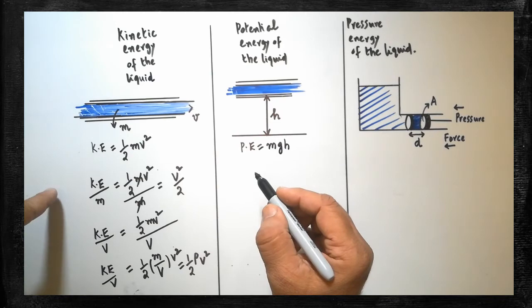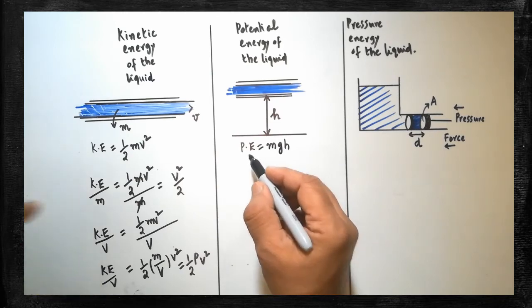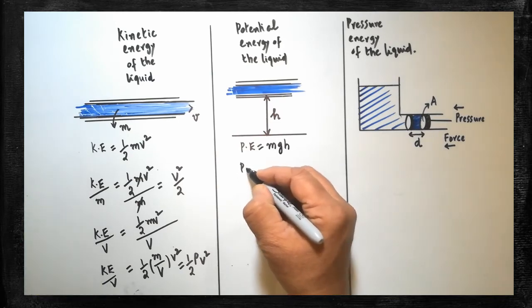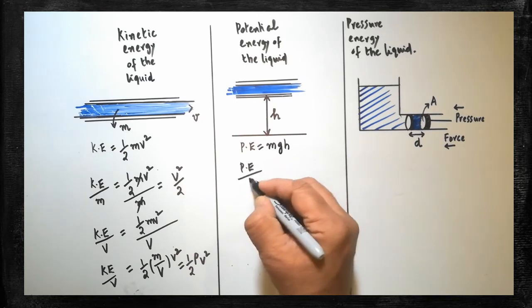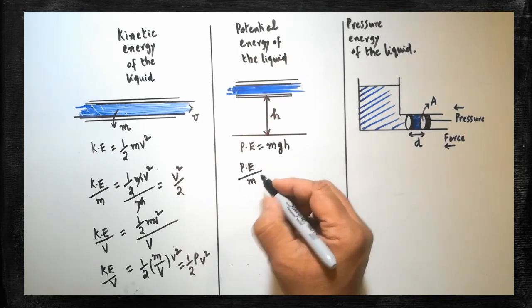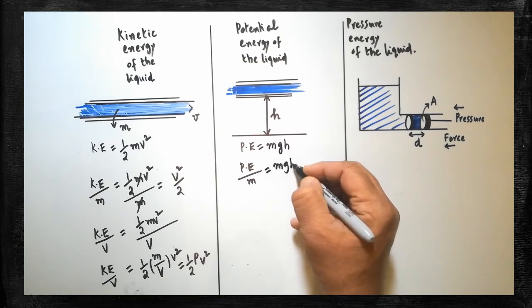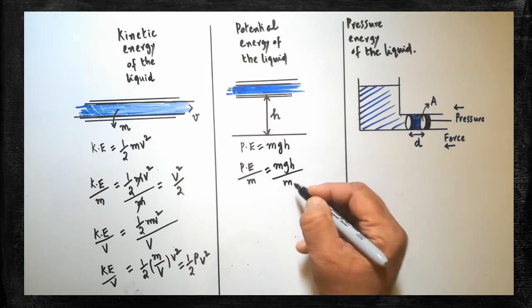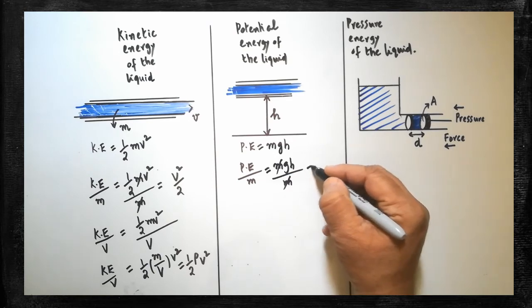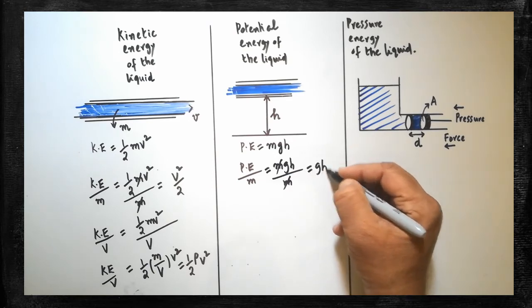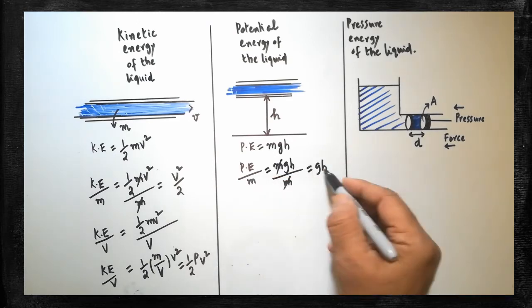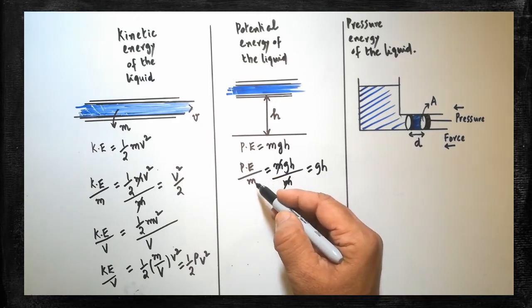As we have calculated earlier, here also we have to calculate the potential energy stored in unit mass. Potential energy per unit mass must be calculated. So what is the formula? m into g into h divided by m. m can be cancelled, so the formula is gh. This expression gives you the potential energy stored in unit mass.